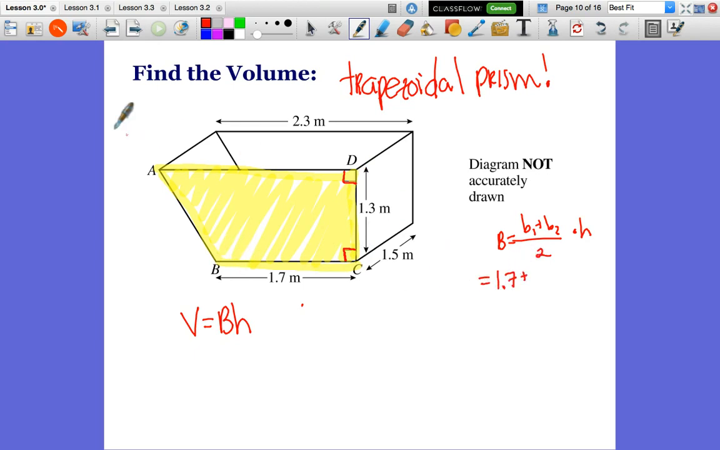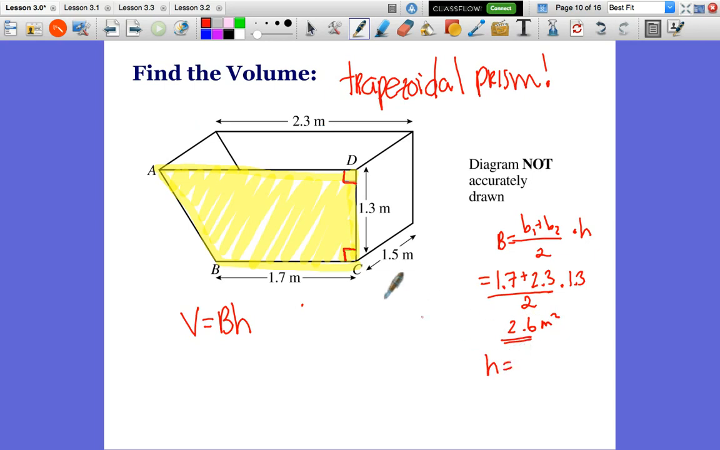1.7 plus, but what is this length? Oh, it's back here. It's on the other one. 2.3 divided by 2 times 1.3. Notice I'm not leaving the base. This 1.5 is not what I'm looking at. So 1.7 plus 2.3 divided by 2 times 1.3 is going to give me 2.6. So the area of the base is 2.6 meters squared.